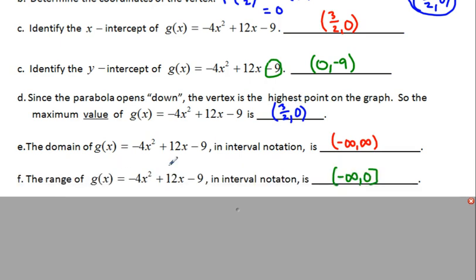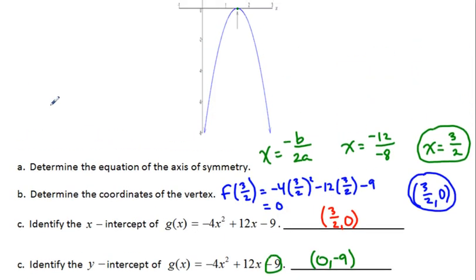Domain and range, well, as you might be noticing, all parabolas that are functions have a domain of negative infinity to infinity, unless there's some restriction on that domain. The range has to do with where the vertex is. So the vertex, the highest point, is 0, so the graph goes from negative infinity up to 0, and it includes 0. It goes all the way up, includes 0, and then heads back down.